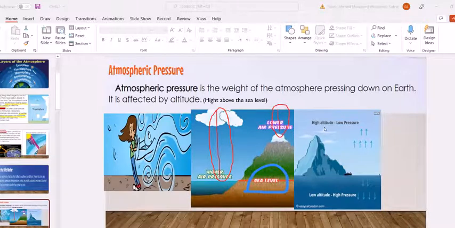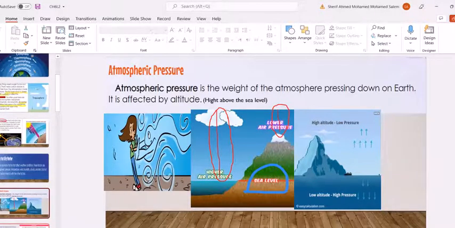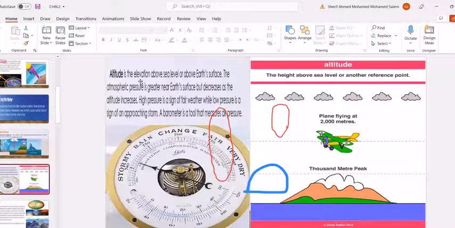What's the meaning of altitude, teacher? Altitude means height. Okay, altitude means height. So what height? The height or the elevation above sea level.